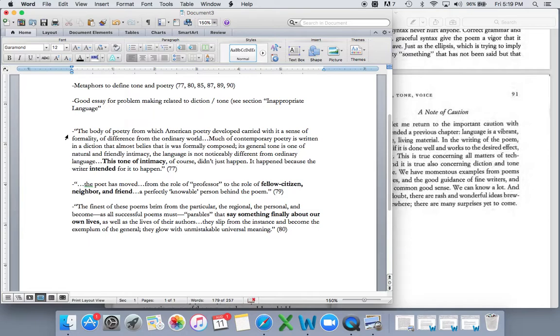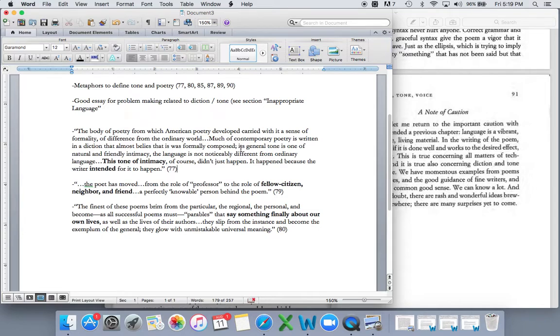And then she says the body of poetry from which American poetry developed carried with it a sense of formality, of difference from the ordinary world. So this is English poetry in particular, and then early American poetry, very formal. And then she goes on to say much of contemporary poetry is written in a diction that almost belies that it was formally composed, meaning someone was sitting there and making choices about how this thing and its musicality and its sound should develop. It seems like someone's talking to you, but there is a craft or an art behind it.